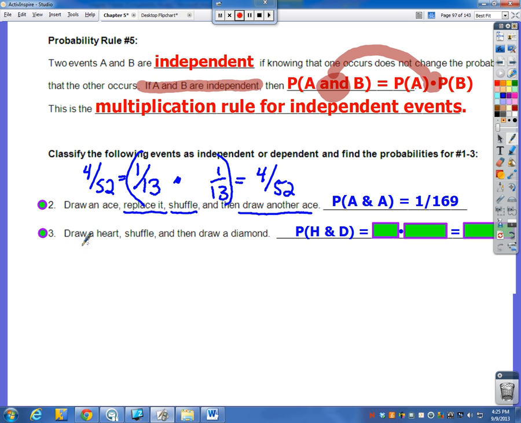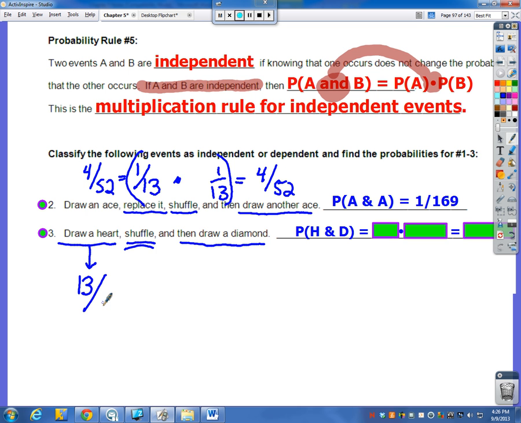Okay? So number 3 here, it says draw a heart, shuffle, then draw a diamond. So I want to find the probability of getting a heart and a diamond. Well, first off, are these two events independent? So if I drew a heart, and then I shuffled the deck, and then picked another card, well, what's the probability that I drew a heart? Well, there's 4 suits times 13 of each of those suits.